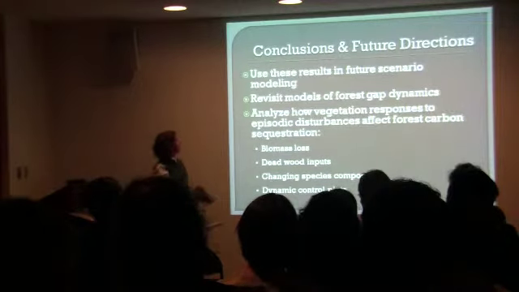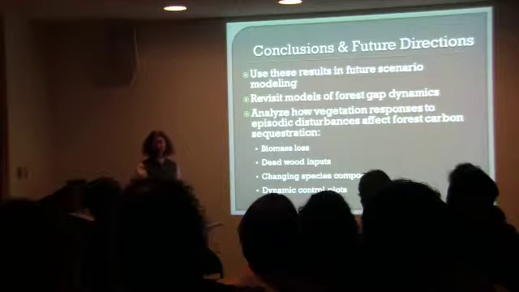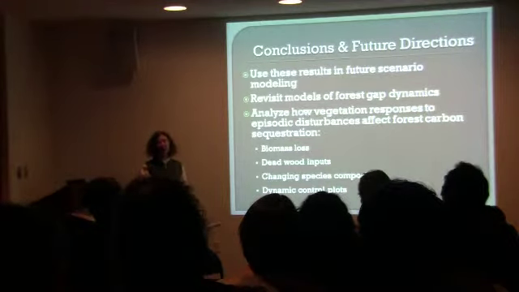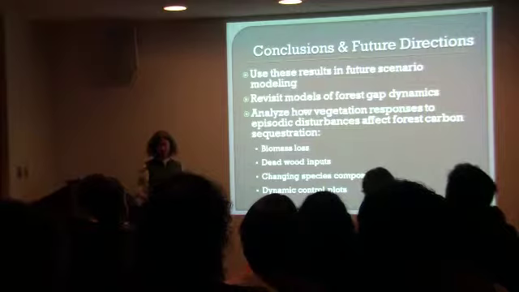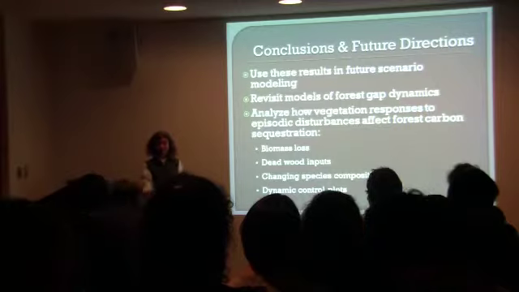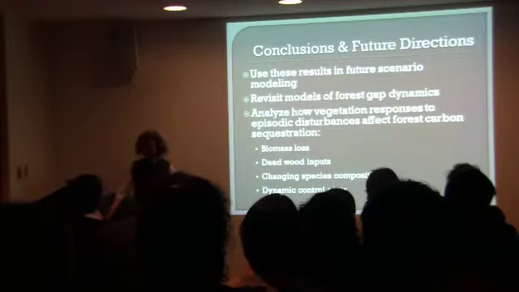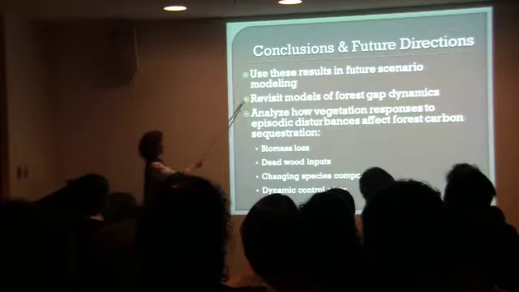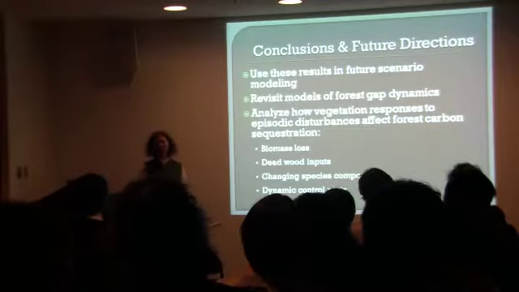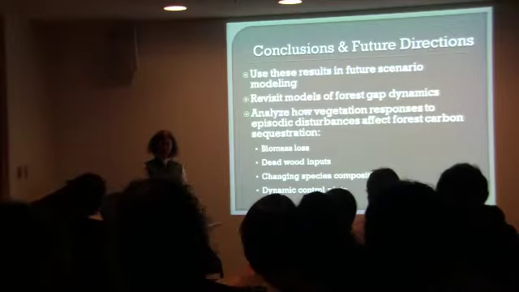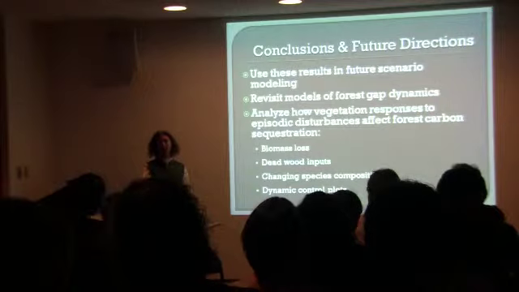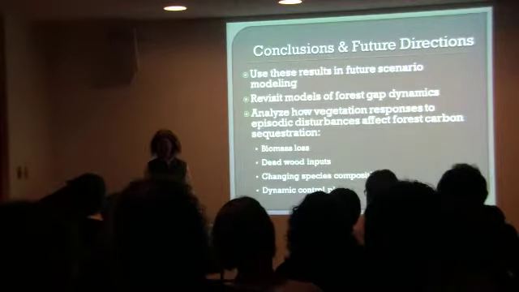So to wrap up with conclusions and future directions, certainly incorporating our knowledge of the effects of both large and smaller storms is really important for future scenario modeling. Especially with the hurricane experiment, this may prompt us to revisit our models of forest gap dynamics, because we saw such importance of intermediate shade-tolerant species like black birch, and not such a big wall of new seedlings, even in a big patch disturbance.